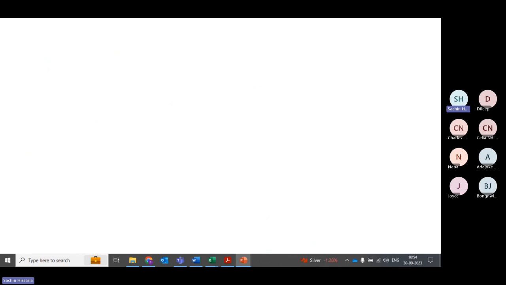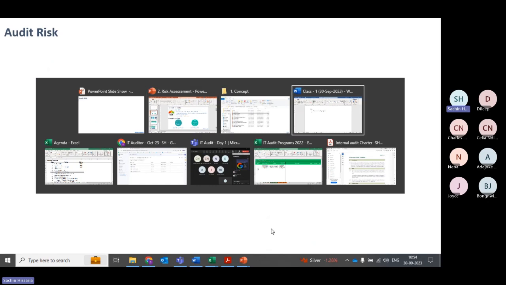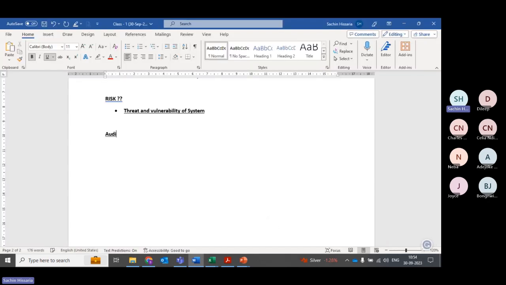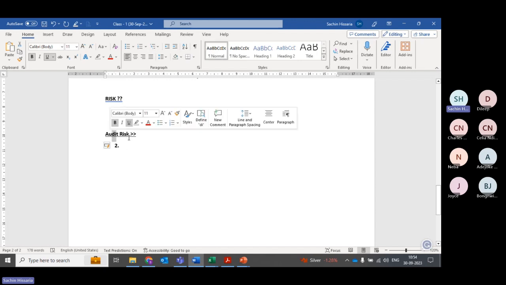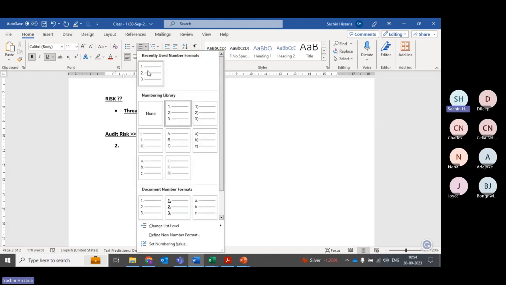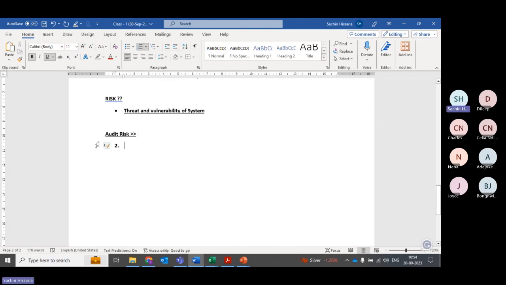Now, since we are auditors, we should know what an audit risk is. From the layman's perspective, we discussed that risk is something that can potentially disturb the normal processes of the organization. Similarly, there are two things here, audit and risk. So what do you understand by an audit risk? Tell me.